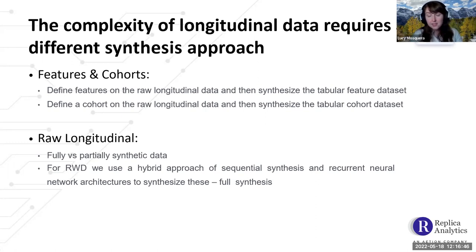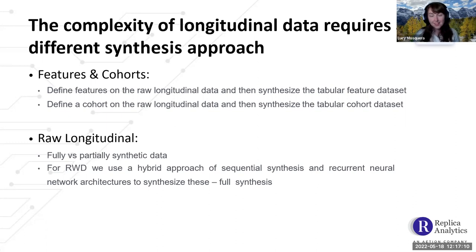Then when you do synthesis, because you have a data set where you only have one row per individual, independent observations, synthesis is a lot easier. So you can use CPUs instead of GPUs. It's going to be much less computationally intensive. You'll get results much quicker, which is quite impactful. So those are all the pros of a features and cohorts approach.